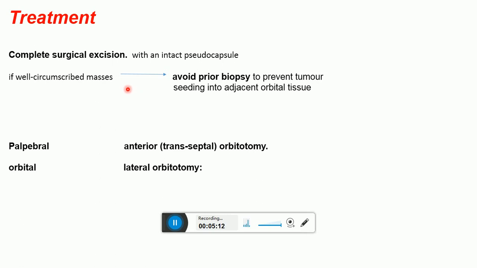Tumors of the palpebral lobe are usually resected along with a margin of normal tissue through an anterior transseptal orbitotomy. Those of the orbital portion are excised through a lateral orbitotomy.